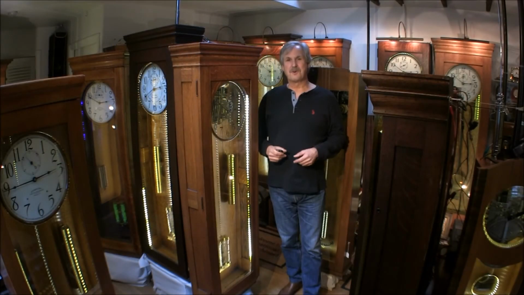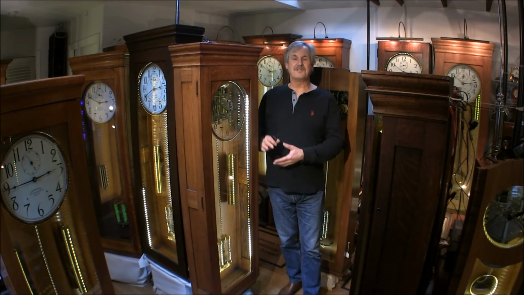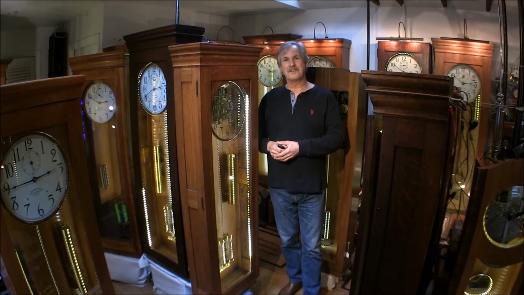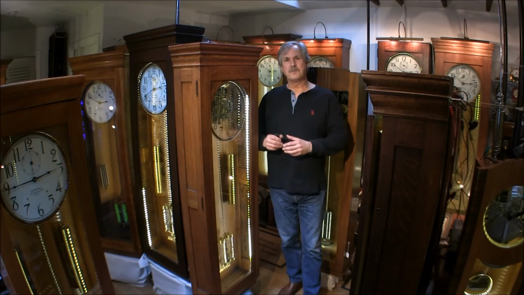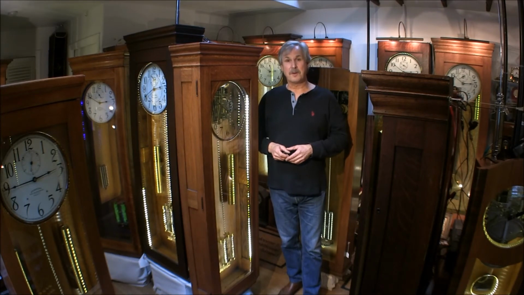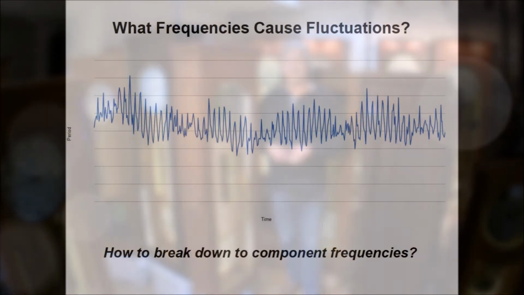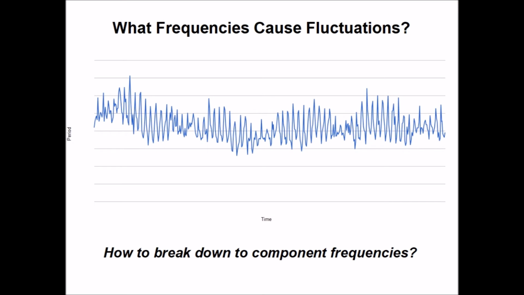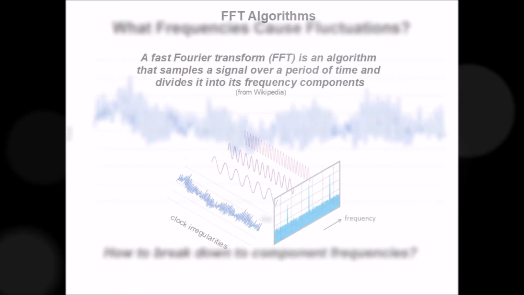So clearly there's a correlation between the design frequencies and what we can see in the performance data. But how do we really look at that performance data in more detail and learn something from it? Let's take a look at that. The next question became, how do you take a jagged line like this and understand what's causing the fluctuations? How do you break it down to the component frequencies?